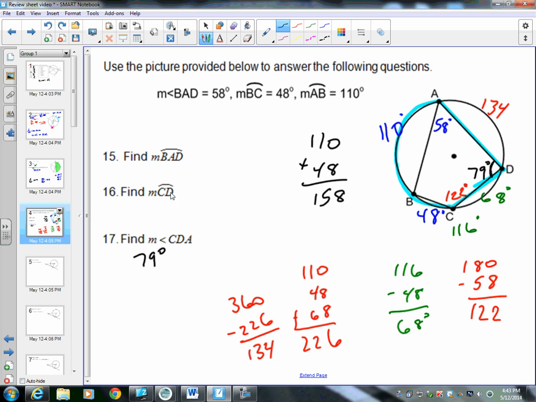I do know the measure of arc CD, we found it to be 68 degrees. And we found the measure of arc BAD, or we didn't actually find it yet, but we can. By knowing the arc BA and knowing the arc AD, we can just add these two numbers together. So let's go ahead and do that. 110 plus 134 gives us 145.